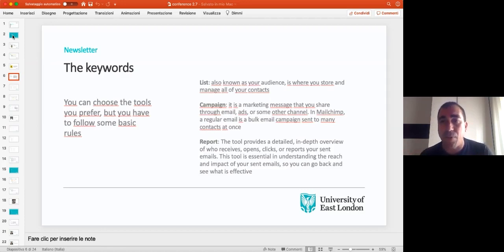We know how many people open the newsletter. We know how many times they open my newsletter. We know when they open the newsletter. We know if they forwarded the newsletter. We know if they click on a link, how many times they click on a link, if they click several, if they click on different days. So we know a lot of things about our newsletter.